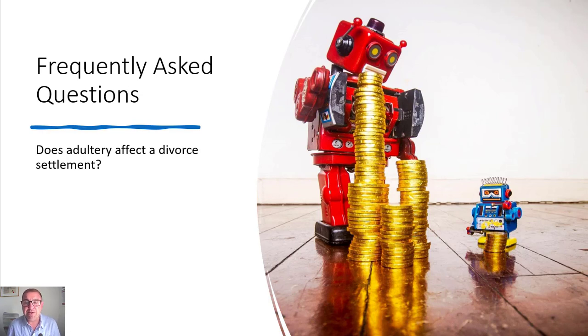But the bottom line is adultery does not affect the financial settlement. The only things that affect the financial settlement would be situations that involve fraud. So the judges don't look at it and say, okay, this person's been really bad, they've had an affair, they're going to have to give X amount of money or this, that and the other. It doesn't work like that whatsoever. So it doesn't affect any financial settlement.